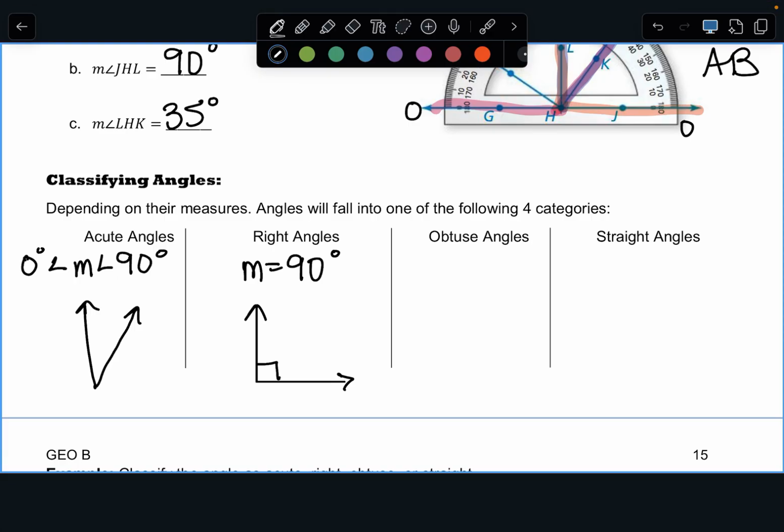If acute is a cute little angle, what do we think obtuse is? A big angle, more than 90. Big boy angle. So an obtuse angle is when your measure is more than 90, but less than 180. We will never talk about angles over 180 degrees. So that's an obtuse angle. It's a little bit bigger. Can look something like that.